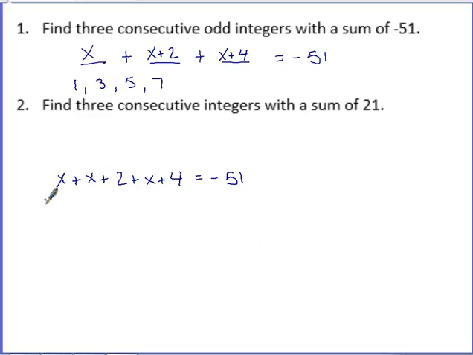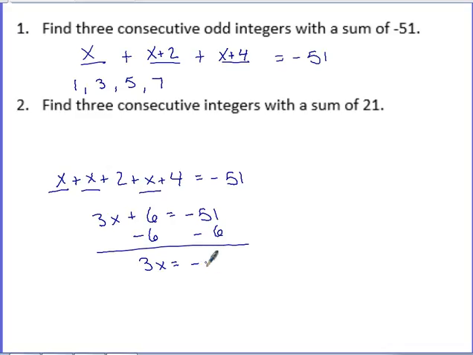We can solve this. Look, I have like terms that I can combine. x plus x, well, that's 3x, all right? And then 2 plus 4 would give me 6. So 3x plus 6 is equal to negative 51, and then I can work backwards to solve. So subtract 6, all right? 3x is equal to negative 57.